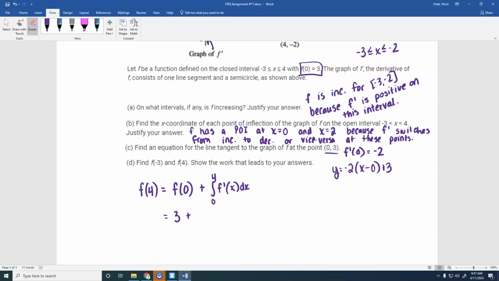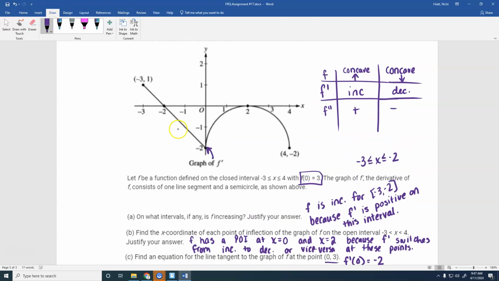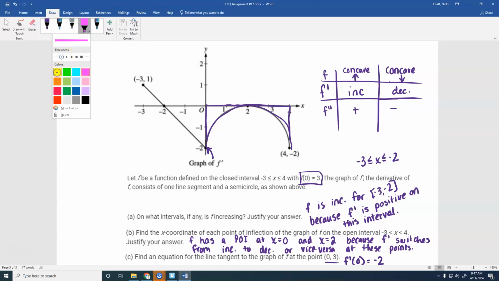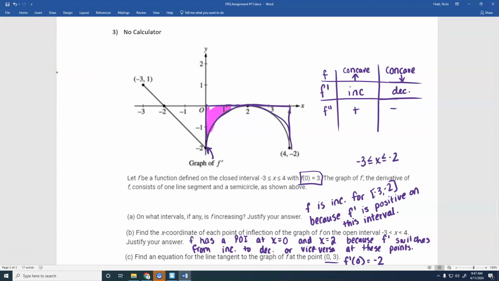It's area under the curve. If we have a graph, our integral is our area under the curve. So we're talking about the area between this curve and the x-axis. So we're looking at, let me get the highlighter here, these little pieces right here. All right, so how am I going to find that?